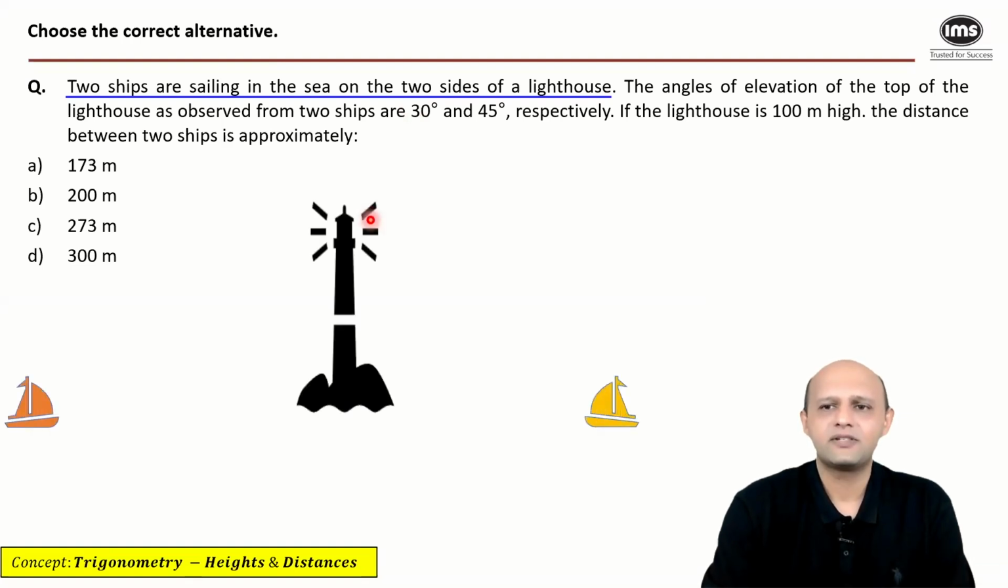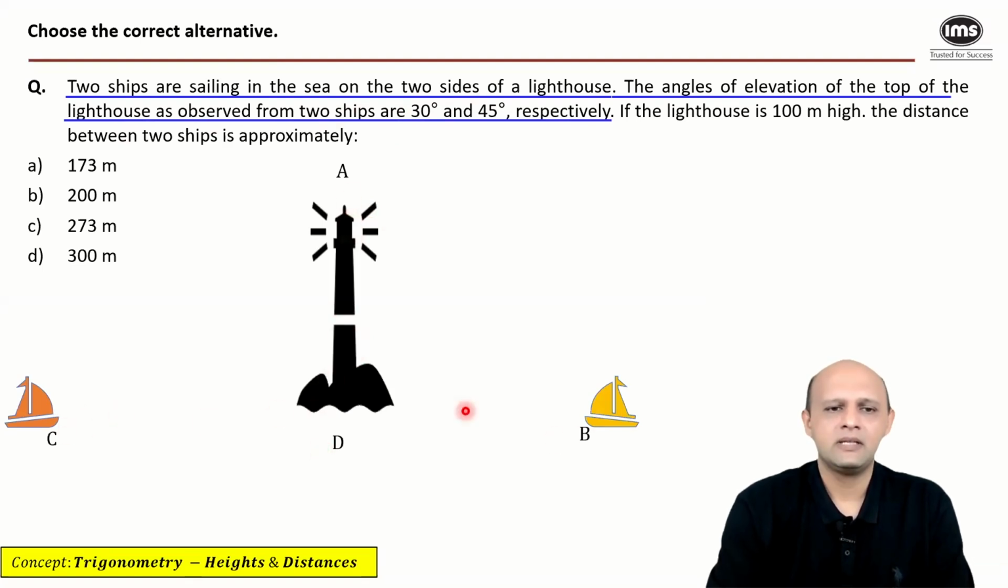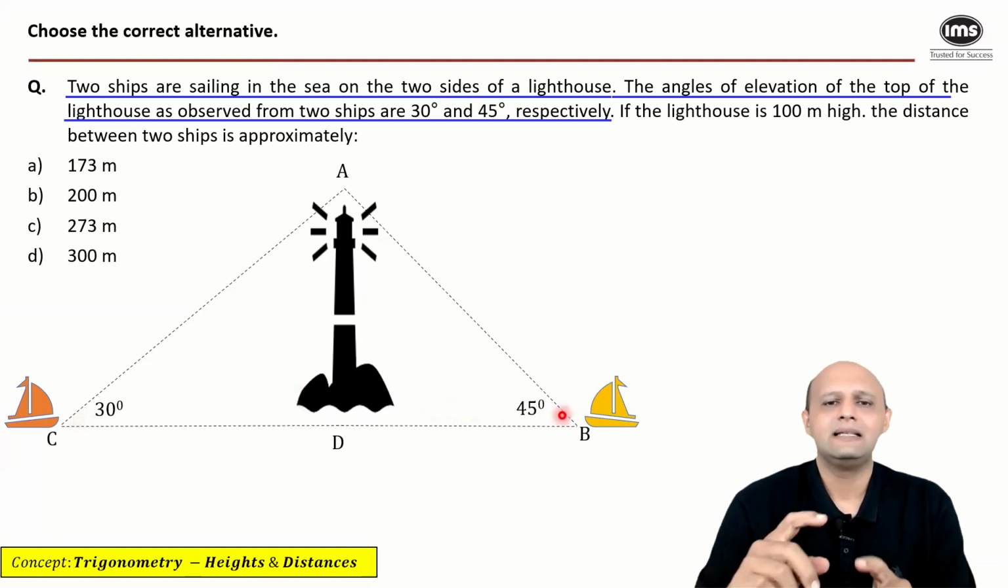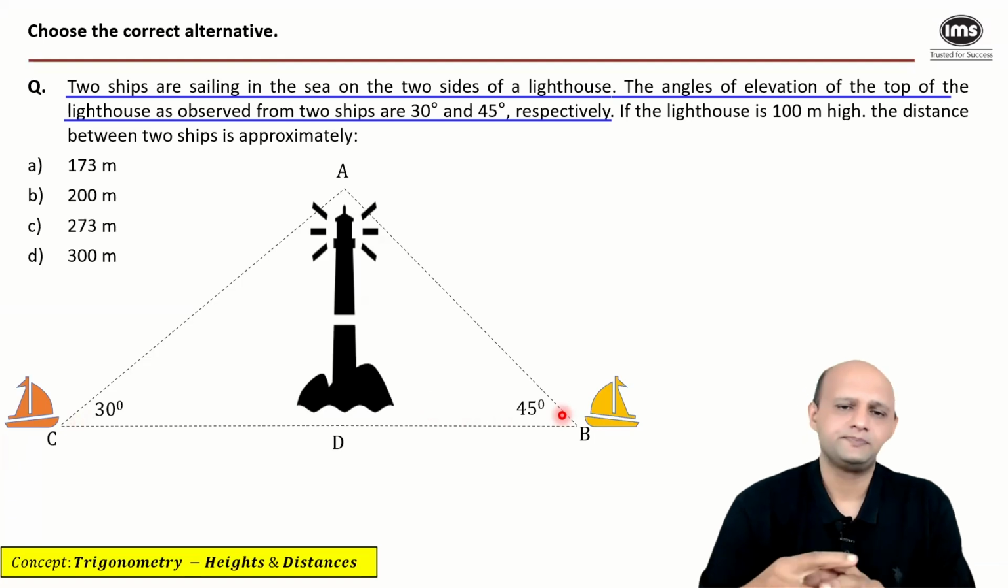The angles of elevation of the top of the lighthouse as observed from the 2 ships are 30 and 45 degrees respectively. So let us name these points as A, B, C, and D, which is the top and the foot of the lighthouse. B and C are points where the ships are located. So what is he trying to say? He's trying to say that this angle here is 30 degrees and this angle is 45 degrees, because they are from either side of the lighthouse.